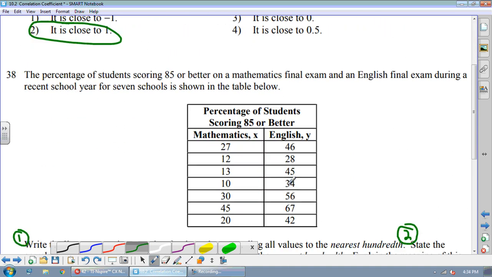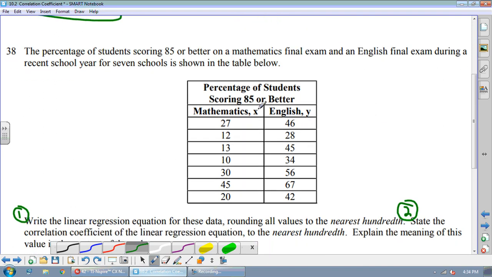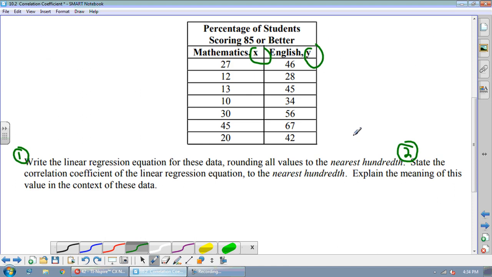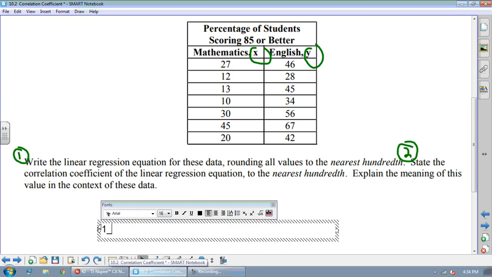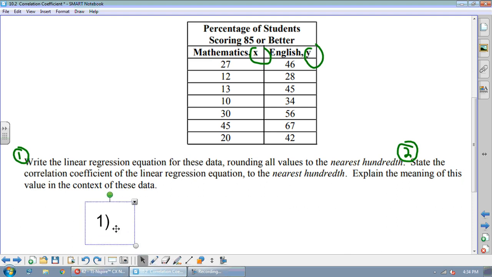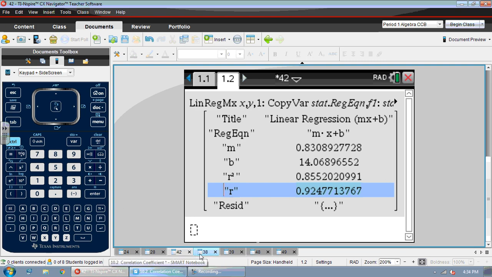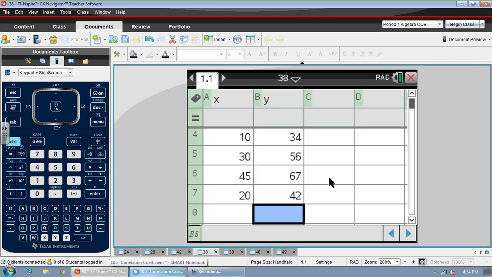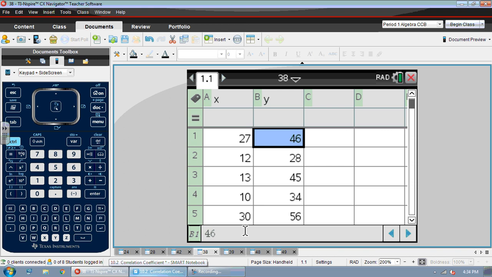Number 38. The percentage of students scoring 85 or better on a mathematics final exam and an English final exam during a recent school year for 7 schools is shown in the table below. They are already telling you to use X and Y, which is nice. Number 1, write the linear regression equation for the data, rounding all values to the nearest hundredth. So we do want the equation this time. So let me go to number 38. I've already entered my data into the table.